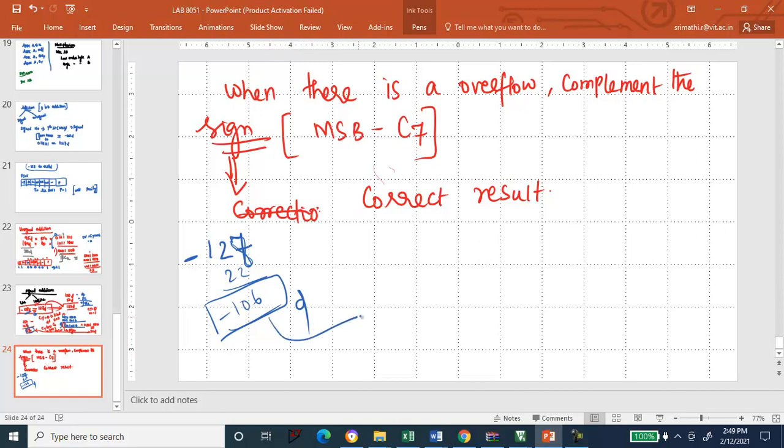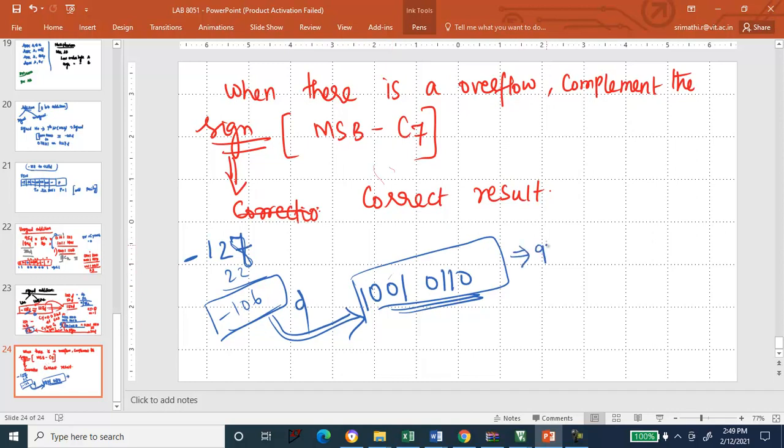What is this minus 106 decimal? That is nothing but your MSB is 1, 1001 0110. This is your 106 decimal equivalent value of minus 106 decimal. This value only you will be getting, whose equivalent is 96H. But what should you get? You should get only 22 decimal.